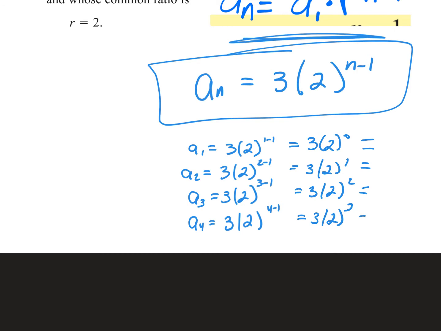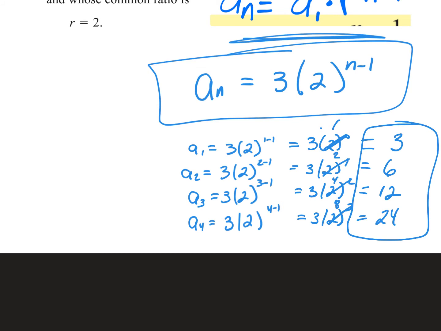Now guys, remember, what do I do first? Do I multiply or do I do exponents? Exponents. Please remember that. 2 to the 0 power is 1, and 3 times 1 is 3. 2 to the first power is 2, and 3 times 2 is what? 6. 2 to the second power is 4, and 3 times 4 is what? 12. Good. 2 to the third power is 8, and 8 times 3 is 24. Here are the first 4 terms.